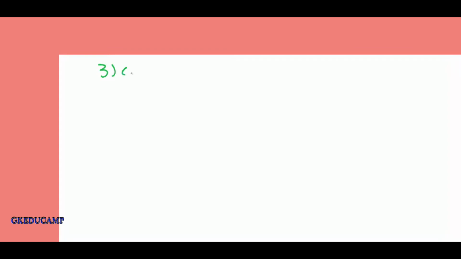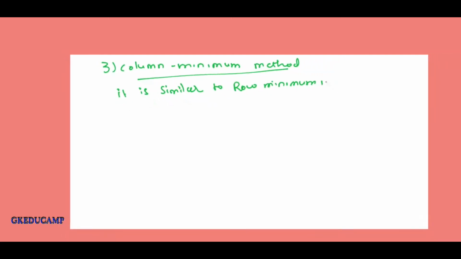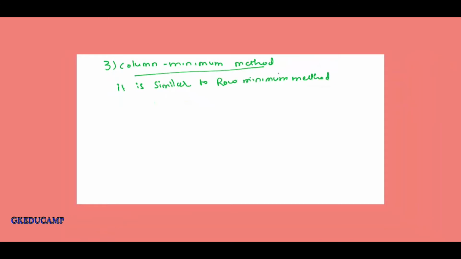Third one is column minimum method. It is similar to row minimum method.